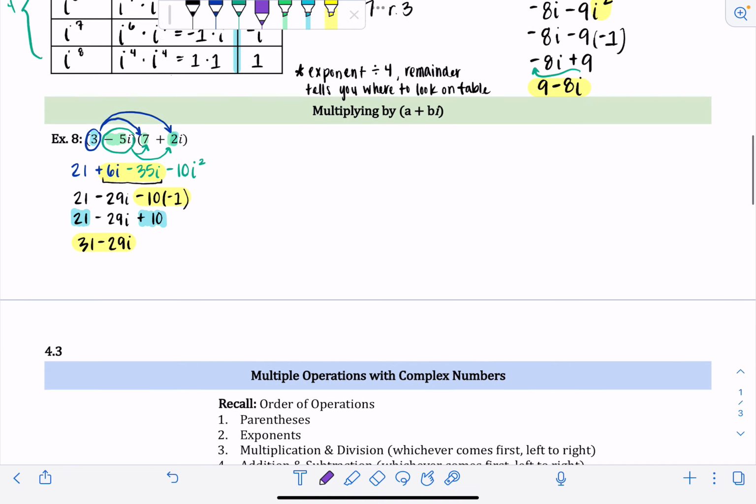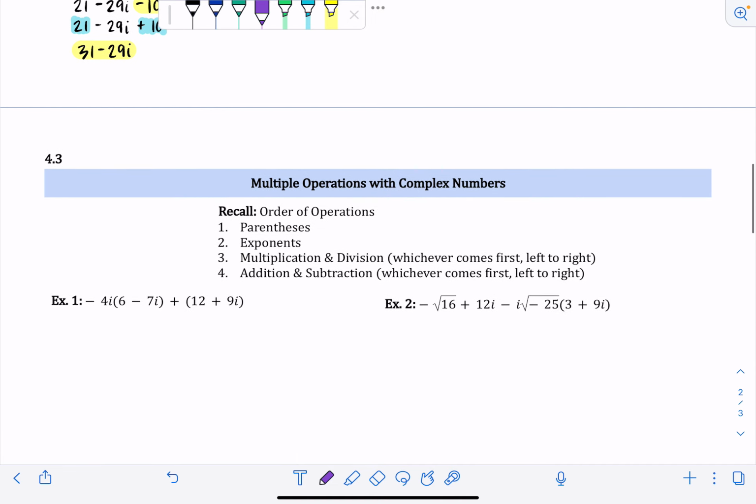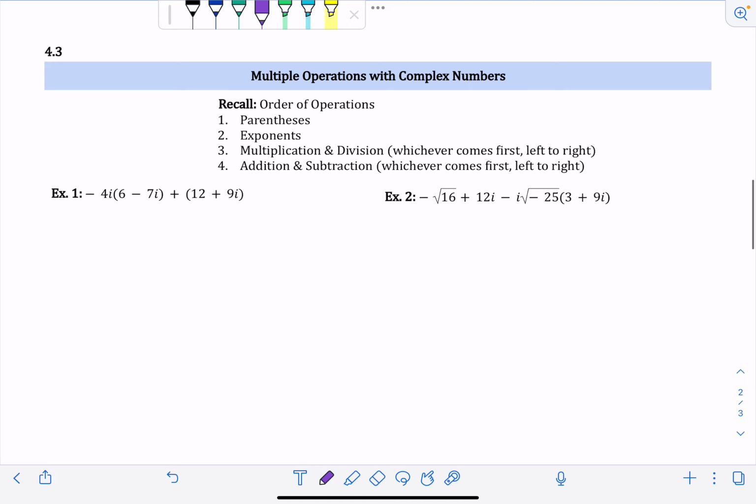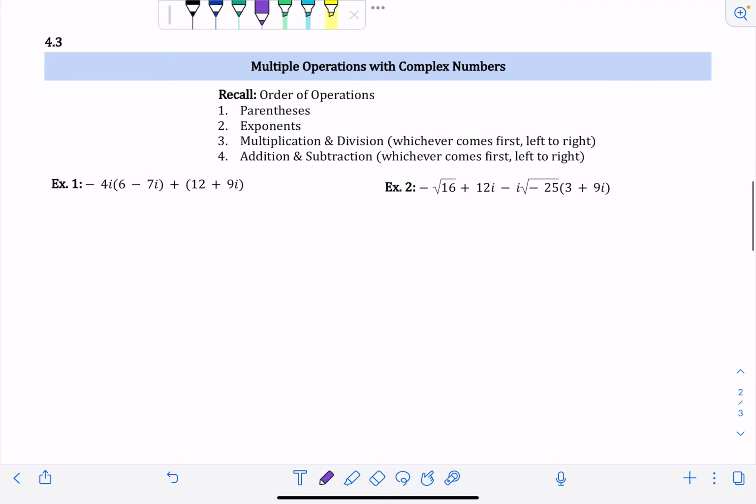Okay, so the last problem is from 4.3, or last two problems, sorry. So this will go with the 4.3 workbook. And then just remember order of operations. So parentheses is first, exponent second, multiplication and division is next, and then addition and subtraction is last. And with multiplication and division, and then addition and subtraction, it's whichever comes first as you're reading the problem from left to right.